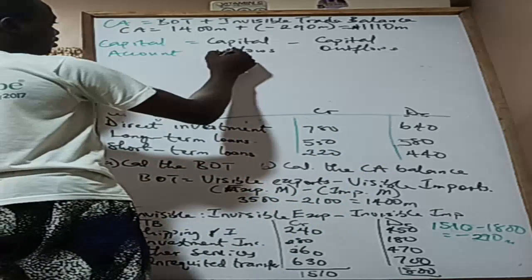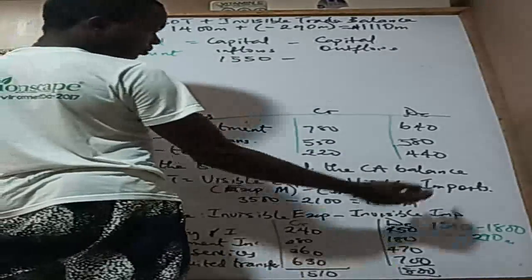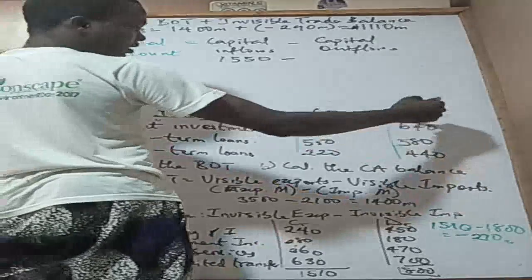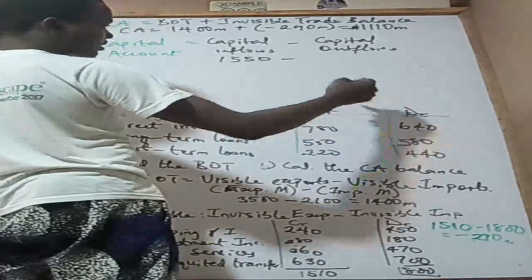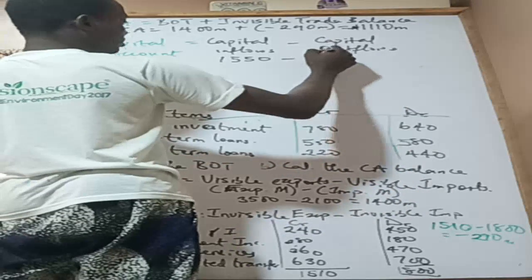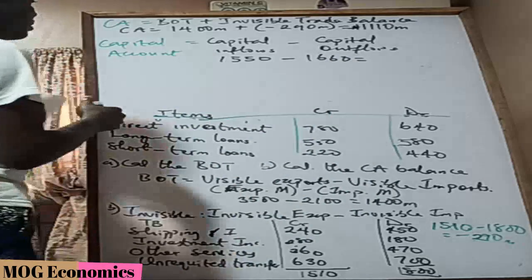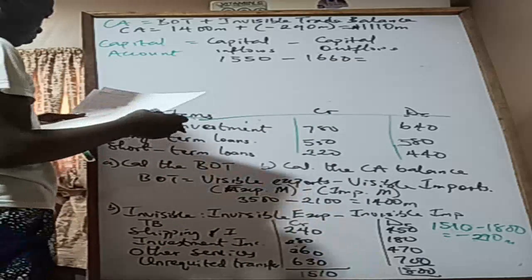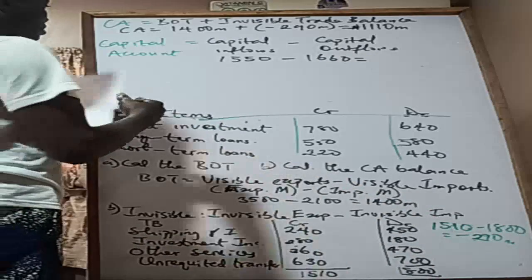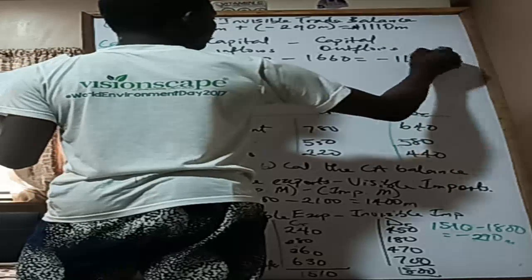So our capital inflow is 1550 minus, then you have 440 plus this. That's 1020. 1020 plus 640, 1660. So 1660. So 550 minus 660 is looking like a 110 to me. Is that the answer? Yeah, 110. So this is minus 110 million naira.